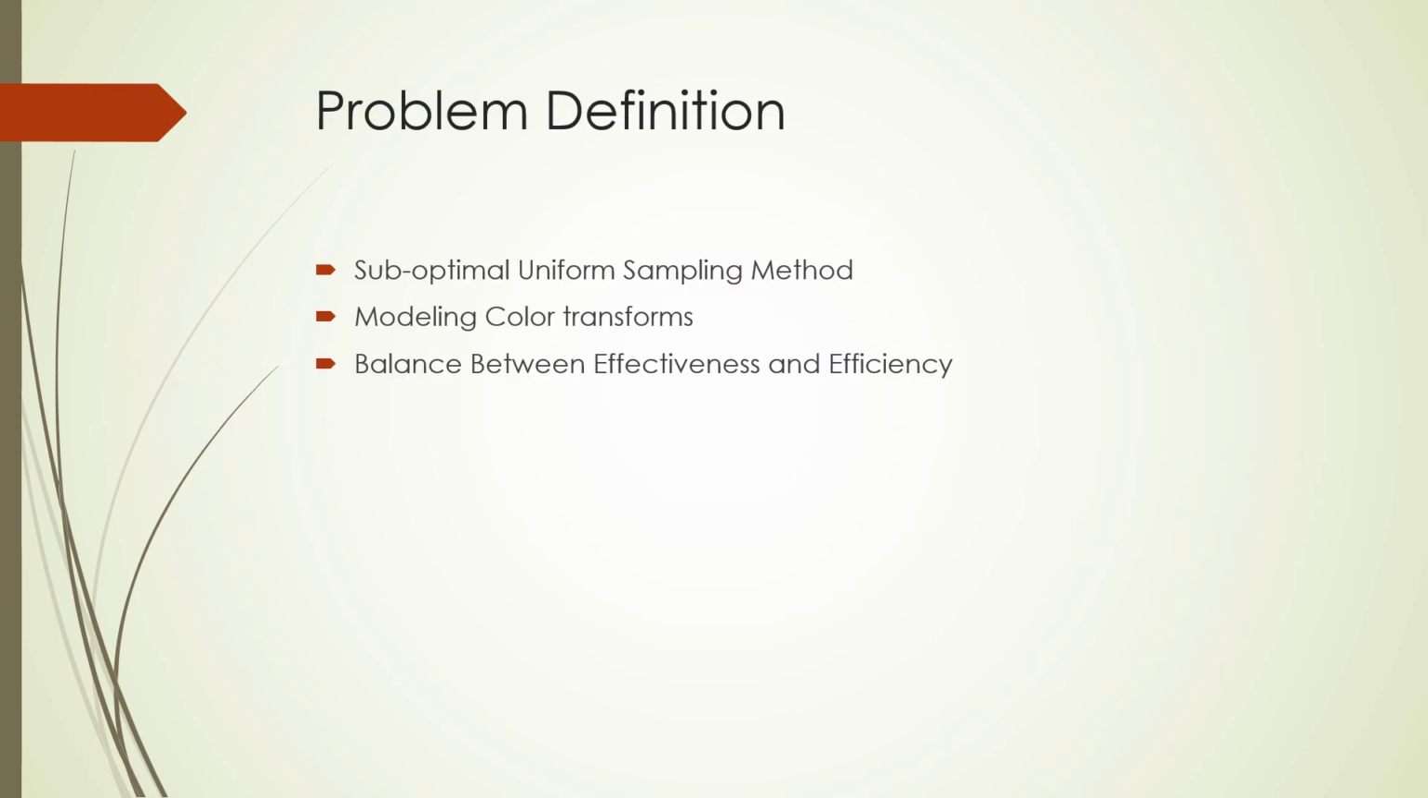The problem definition here is, first, the suboptimal uniform sampling method that people are using. Previous works on image-adaptive 3D LUTs only used uniform sampling for output color values, which may not sufficiently model the local nonlinearities of the color transform, and therefore can limit the expressiveness and effectiveness of the enhancement. And then, in modeling color transforms, it's hard to achieve a balance between effectiveness and efficiency.